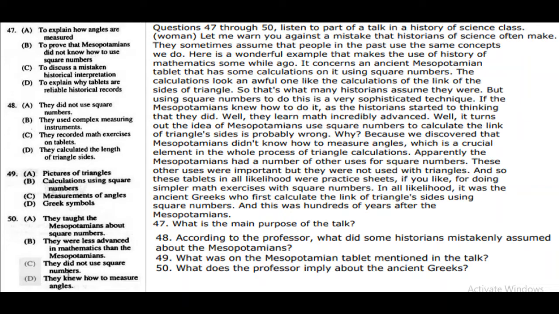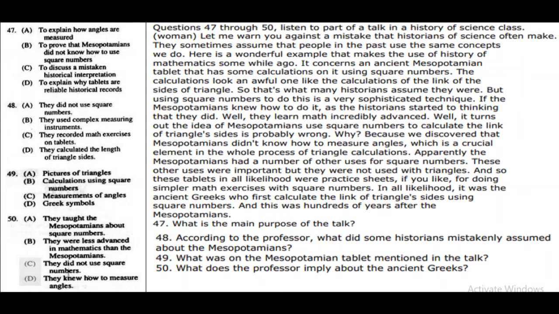These other uses were important, but they were not used with triangles. And so these tablets, in all likelihood, were practice sheets, if you like, for doing simpler math exercises with square numbers. In all likelihood, it was the ancient Greeks who first calculated the length of triangle sides using square numbers. And this was hundreds of years after the Mesopotamians.